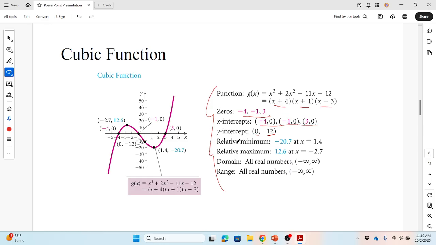You can find the minimum value or maximum value. Don't worry about it. If it's not given in the graph, then there is no way you can find the minimum and maximum at this level. We need more tools, but it's given here. That's why we found it. The main thing is you're supposed to know the domain and then the range. From the graph, it's very clear.